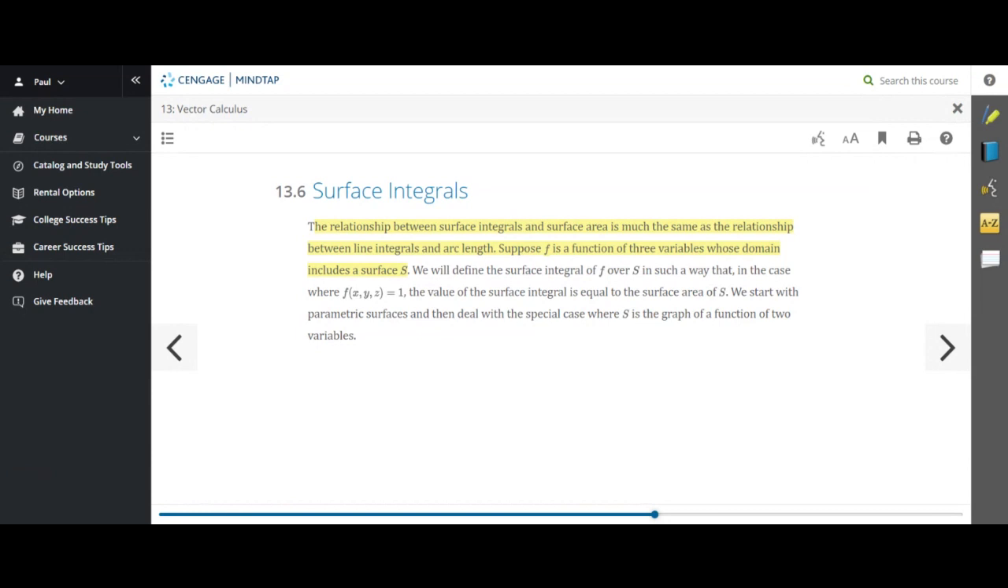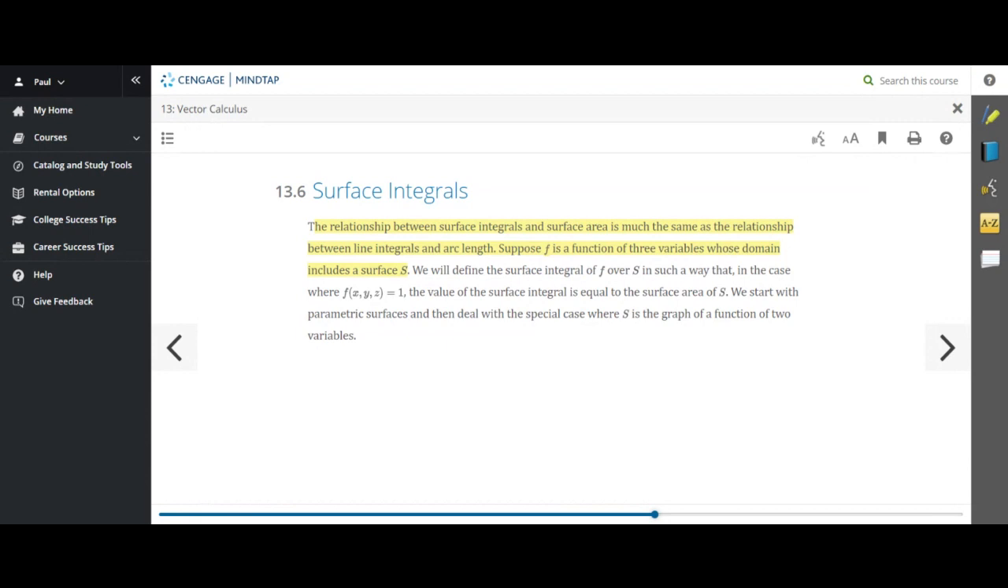Okay, how many have heard of flux in other classes? Flux rates? And maybe not everybody's heard of it. Okay, Juliana's heard of that in physics.